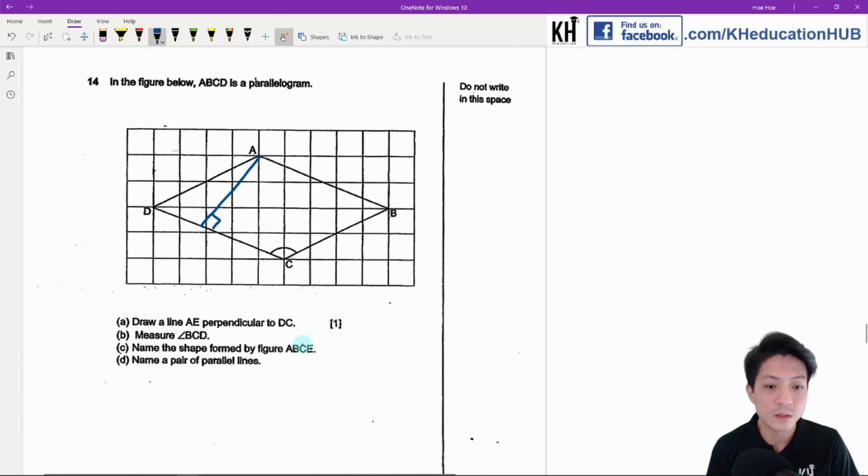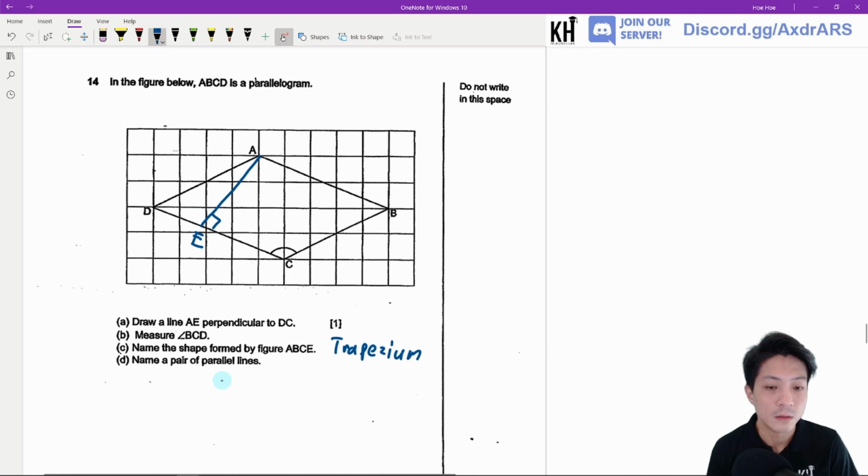Measure angle BCD. Okay, name the shape formed by... Okay, so this is E. ABCE. Sorry, ABCE is a trapezium. Name a pair of parallel lines. Okay, AD is parallel to BC.